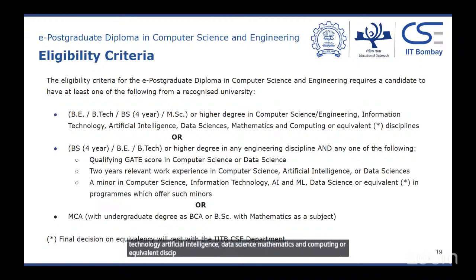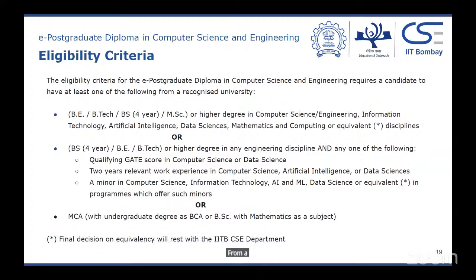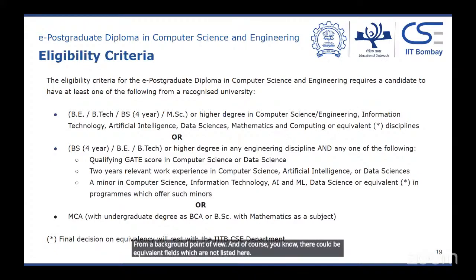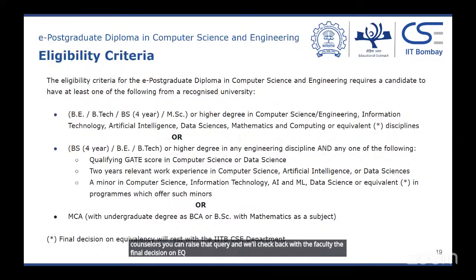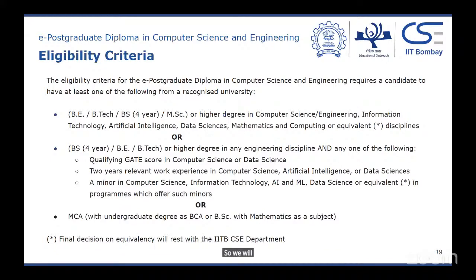The idea is, category 1 is the candidates who have relevant education in one of these fields, which is very relevant from a background point of view. And of course, there could be equivalent fields which are not listed here. For those scenarios, as Harish mentioned, once you connect with the counselors, you can raise that query and we'll check back with the faculty. The final decision on equivalency will stay with the IIT Bombay CSE department. So we will get that checked and we'll get back to you on whether you're eligible in this particular criteria or not.